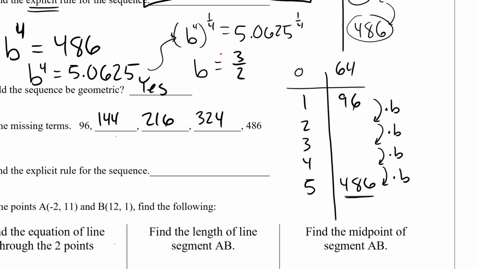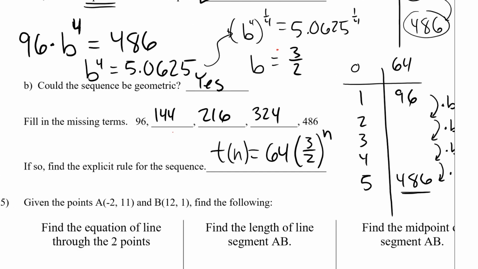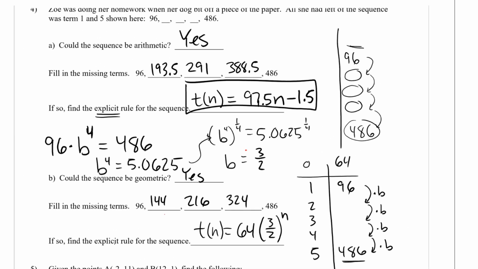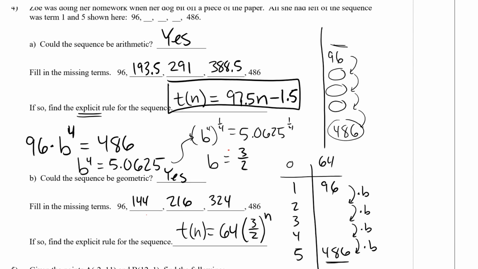So now I can write this down, right? This is going to be t of n is my 0th term, which was 64, times 3/2 raised to the n power. So again, if I put in n as 1, I guarantee you that's going to give me 96. Each time I'm multiplying by 3/2, and my 0th term is 64. So probably a little bit more of a question than we expected, but it was a good discussion, and I hope you really think about what we talked about in part B there.